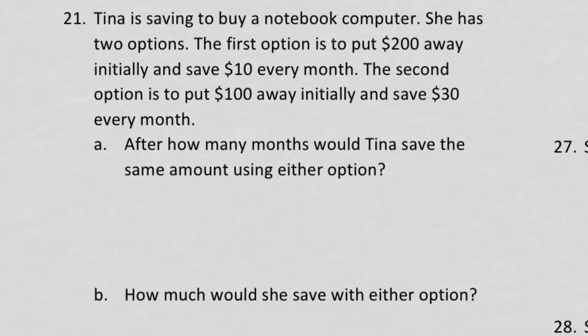Okay, 21. Tina is saving to buy a notebook computer. She has two options. The first option is to put $200 away initially and save $10 every month. The second option is to put $100 away initially and save $30 every month. After how many months would Tina save the same amount using either option? So, same amount using either option.